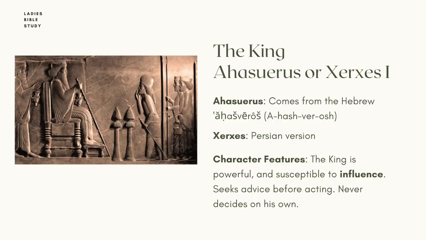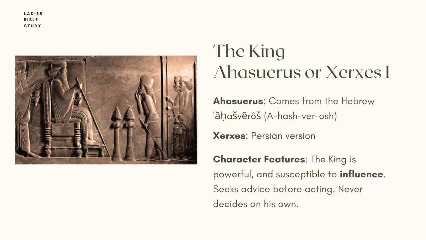All right, now we get to get into the characters. So we said there's two names here. If you have the NIV, your Bible probably says King Xerxes. If you're reading the ESV, it definitely says King Ahasuerus. So why the two names? Why did the ESV choose to do this? Why don't they just say Xerxes?